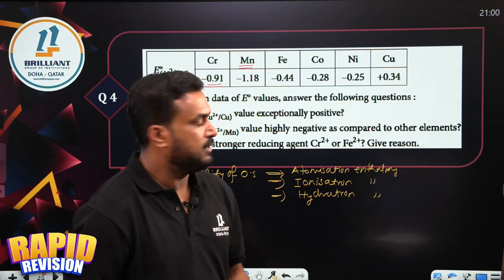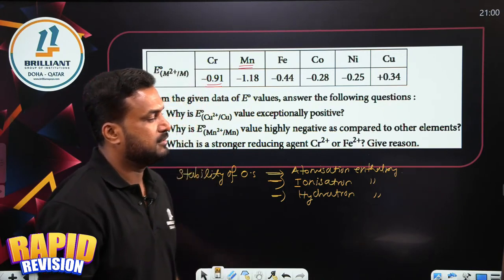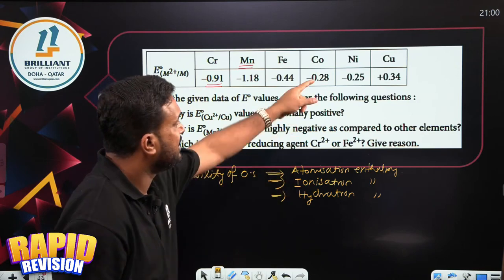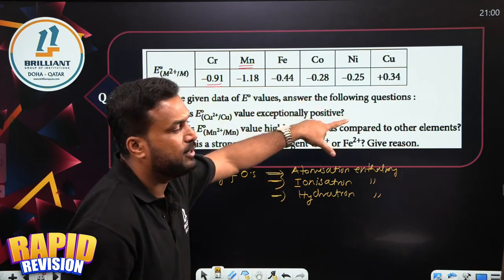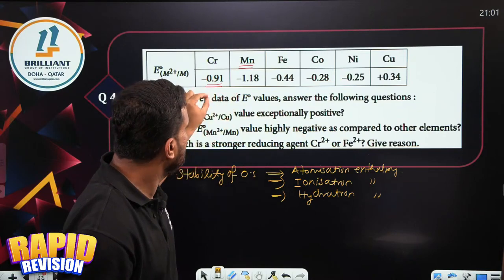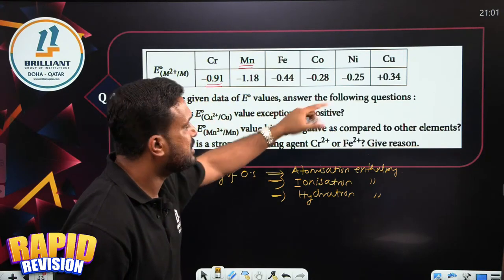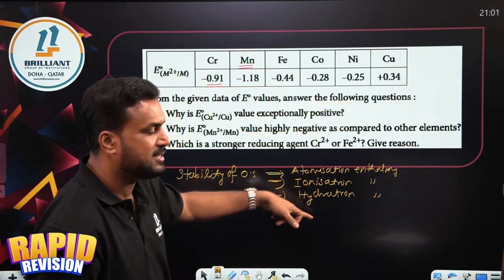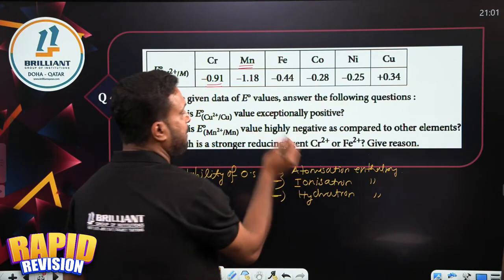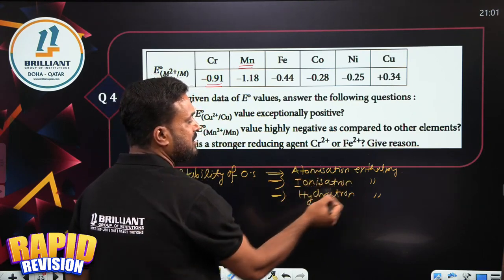Hiba, due to filled orbital is not the right way to give the answer for this one, because here they are asking about the E naught value. Why is the E naught value coming more, for Cu2+ to Cu? The value is exceptionally positive, so you have to tell the answer like this, because the stability of an oxidation state depends upon atomization enthalpy, ionization enthalpy and hydration enthalpy.